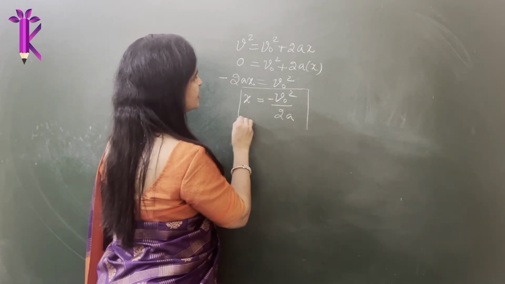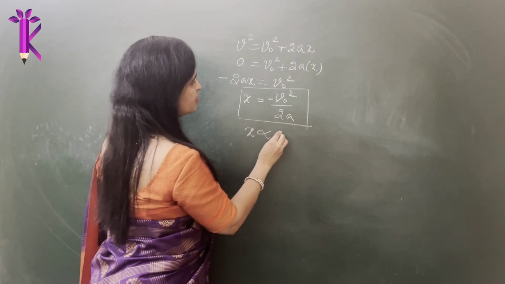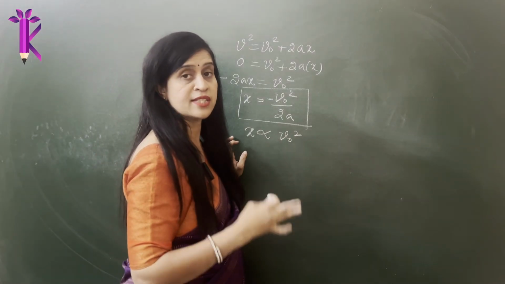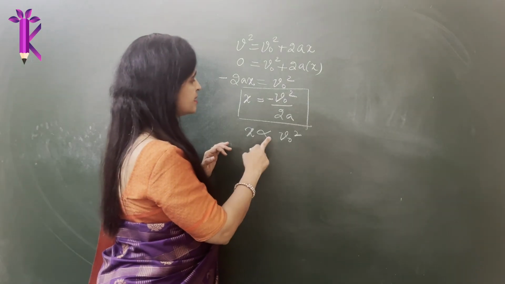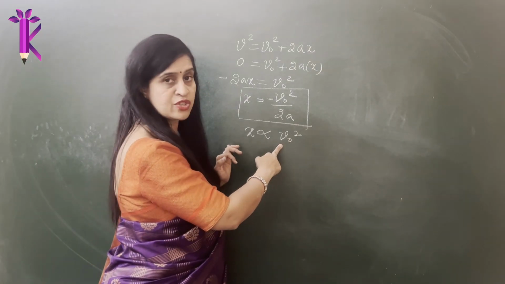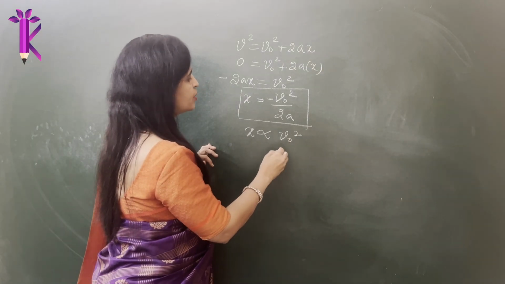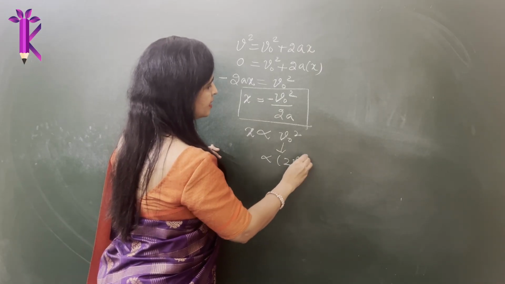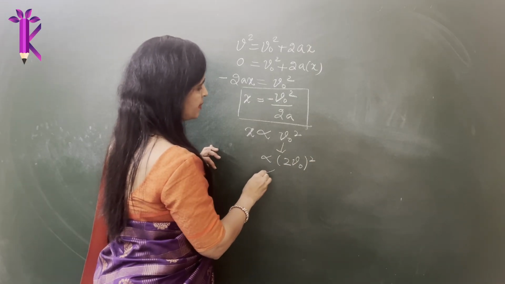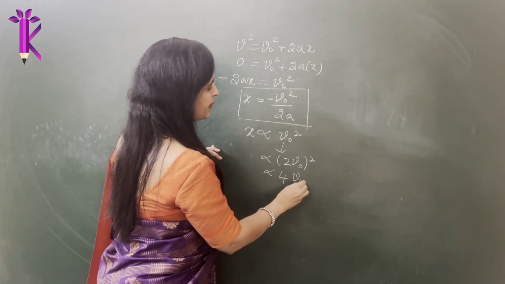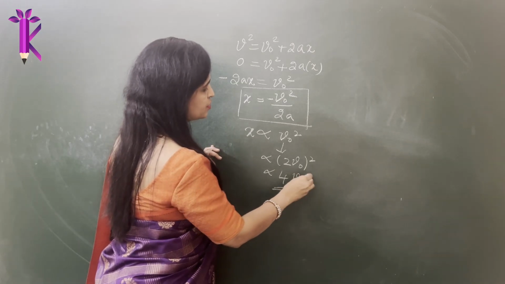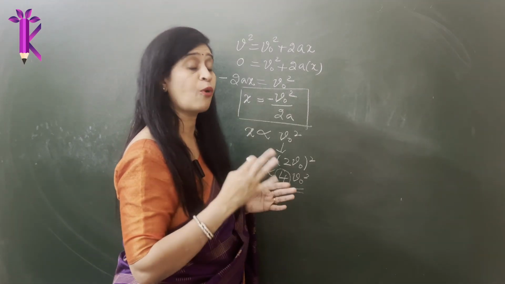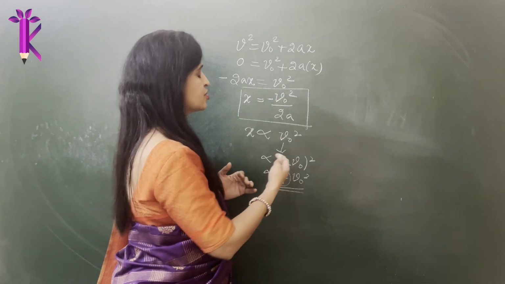So you see that the stopping distance is proportional to the square of the initial velocity. What does this physically mean to us? This means the stopping distance varies as the square of the initial velocity. What will happen if you double the initial velocity? If you double the initial velocity, the stopping distance actually increases 4 times. The magnitude of the stopping distance increases 4 times.